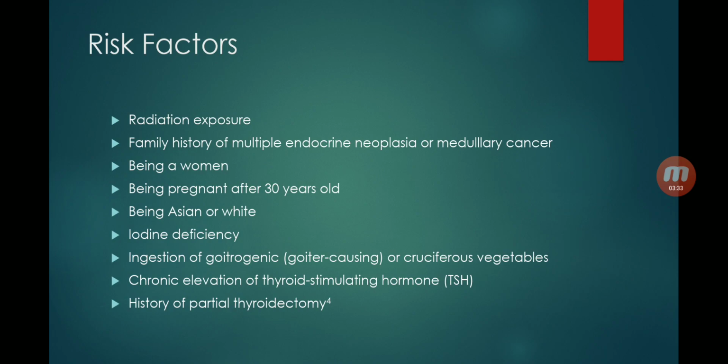Being white or Asian makes them more susceptible to having thyroid cancer. Other controllable risk factors include dietary iodine deficiency, ingestion of goitrogen or cruciferous vegetables such as cabbage, and seafood, shellfish, especially when they are from sites near active volcanoes, such as in Hawaii and Iceland, also increases the chance of having thyroid cancer. Chronic elevation of thyroid-stimulating hormone, which we call TSH, or having a history of partial thyroidectomy also poses a risk.